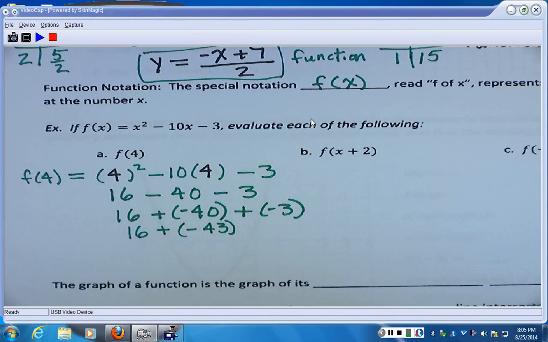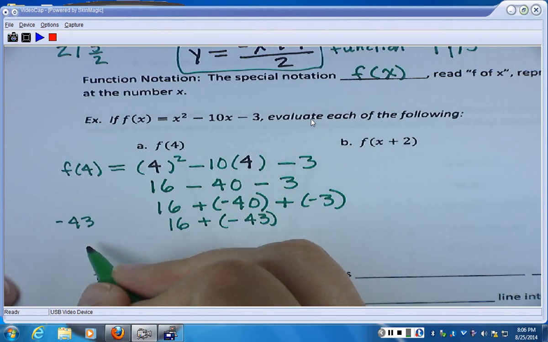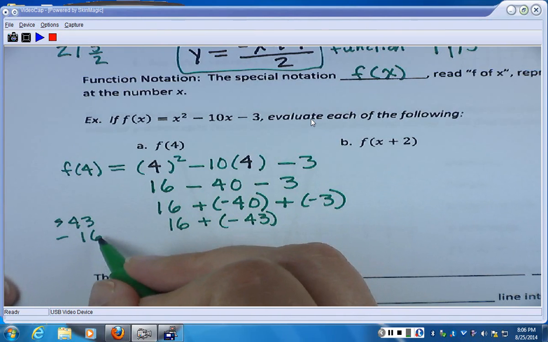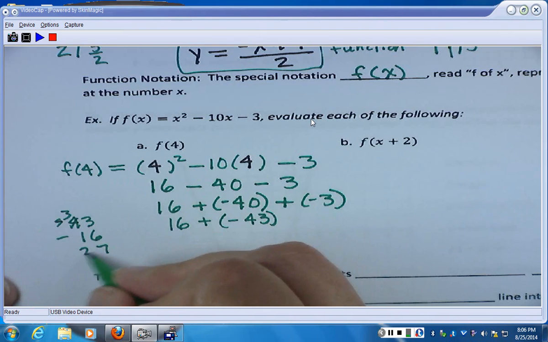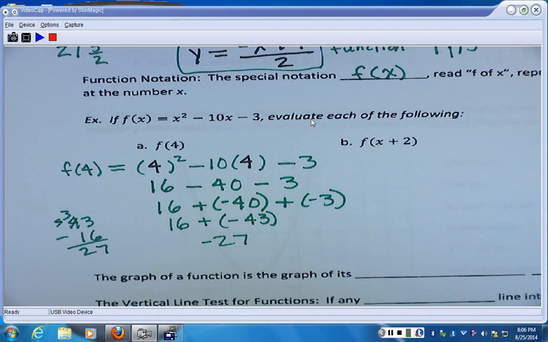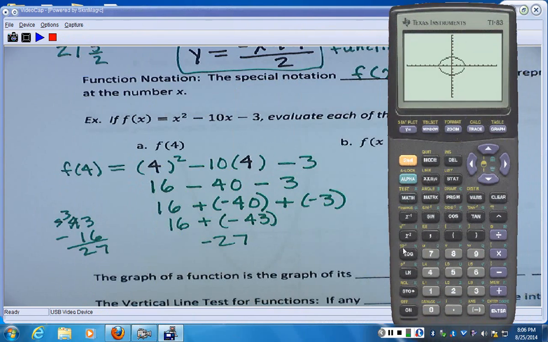And you can, of course, use your calculator at this point, but we're going to subtract and keep the sign of the larger number. So if I was just going to do it here, I would do negative 43. Actually, 43 minus 16 is 27, negative 27. And then I would check it. Make sure I didn't make a silly mistake or something.